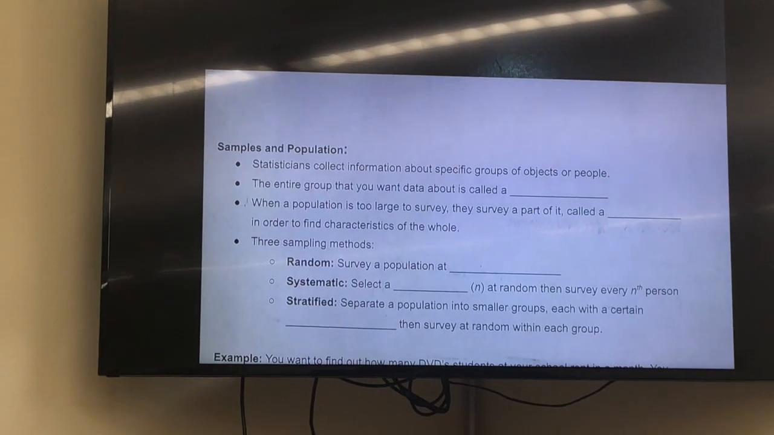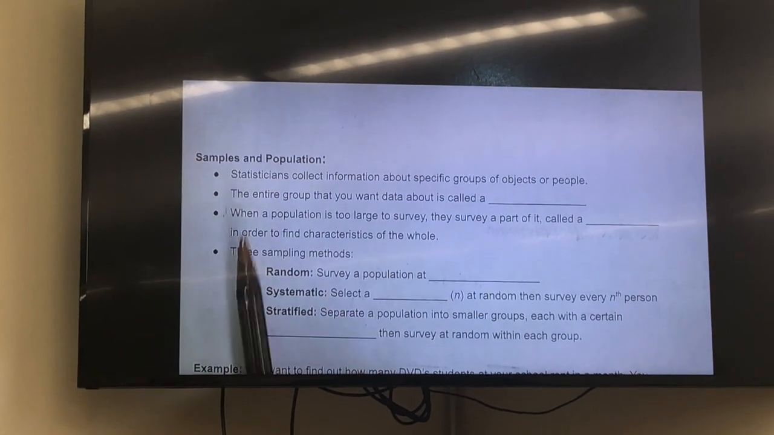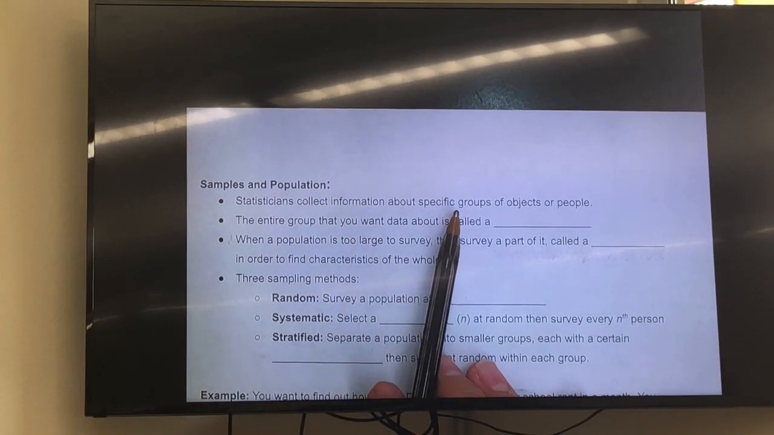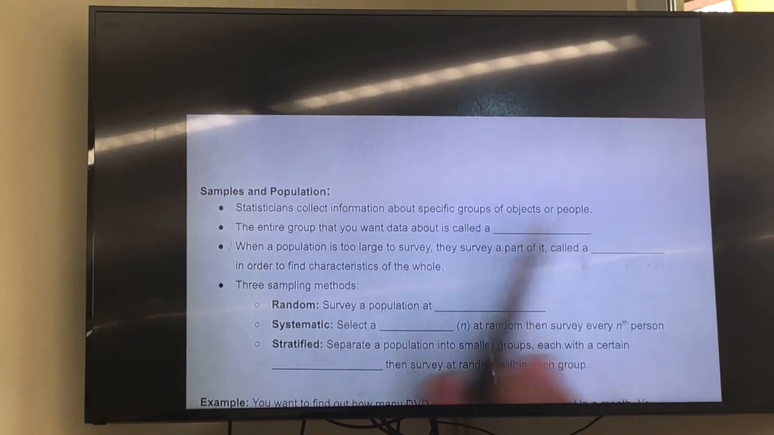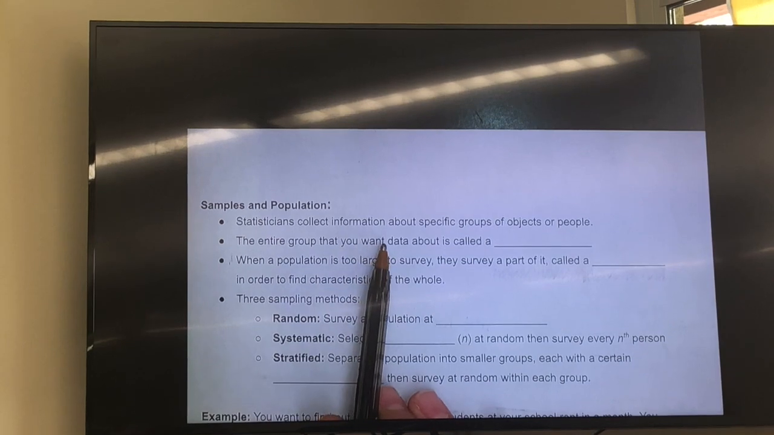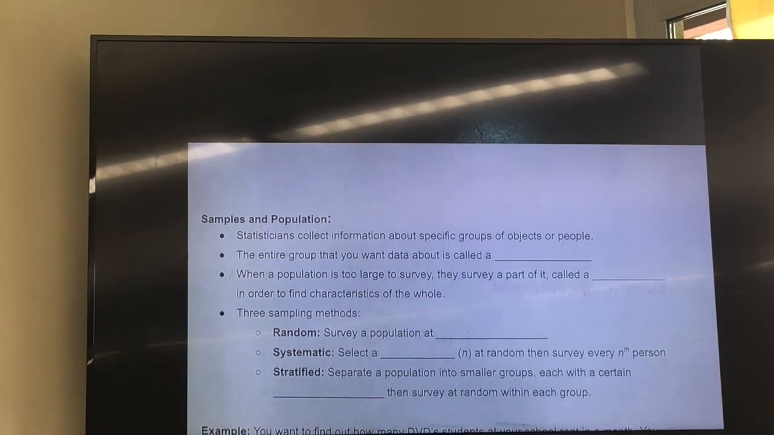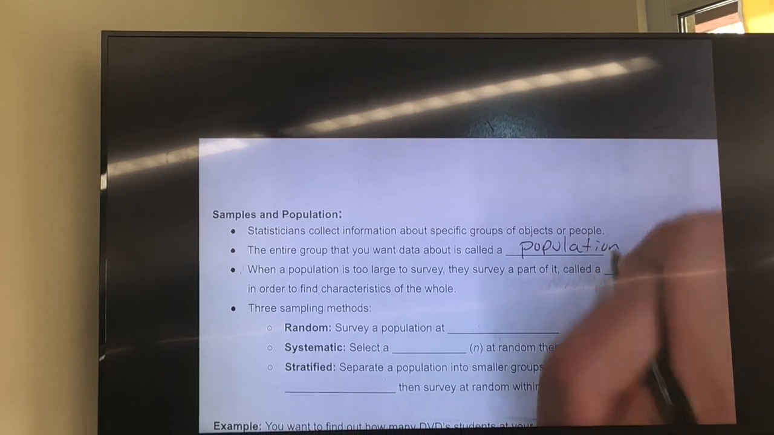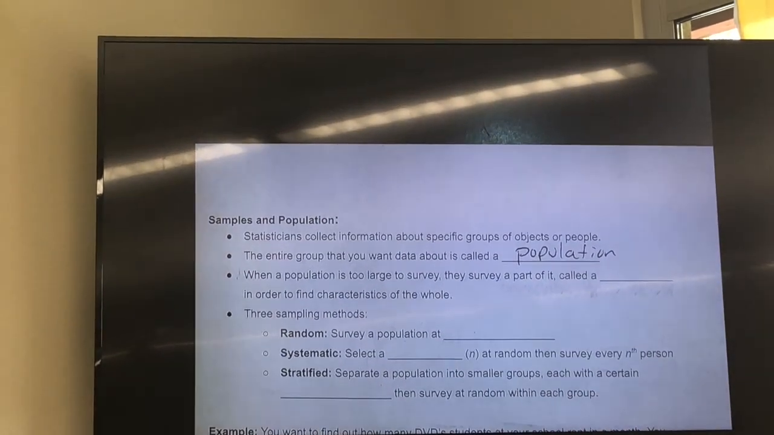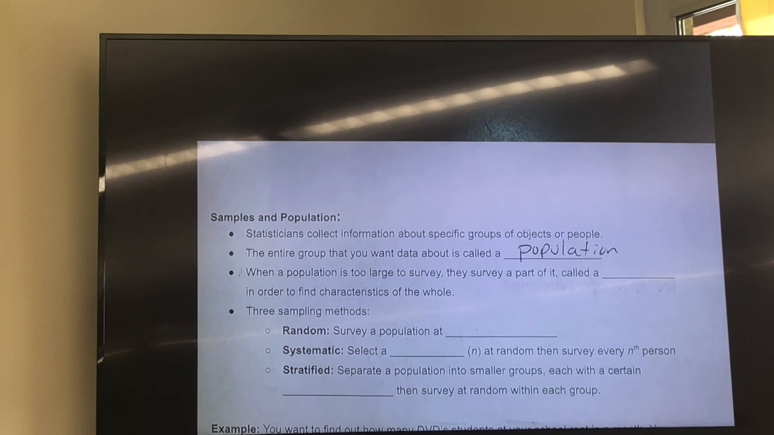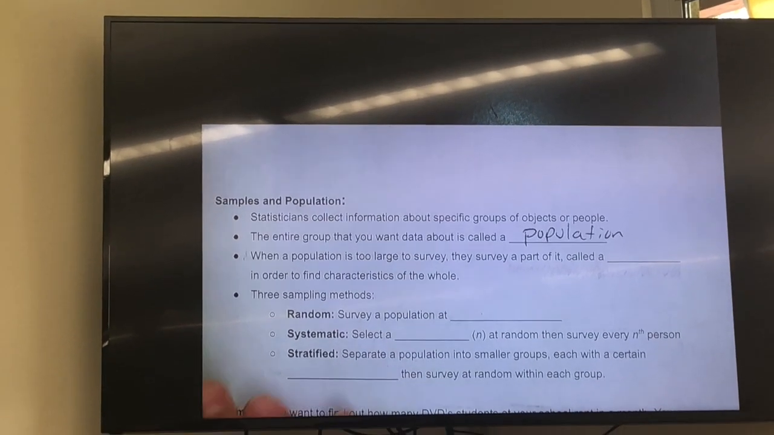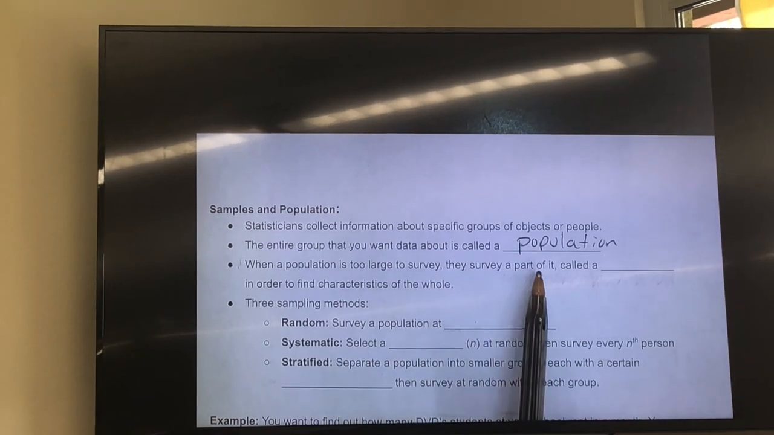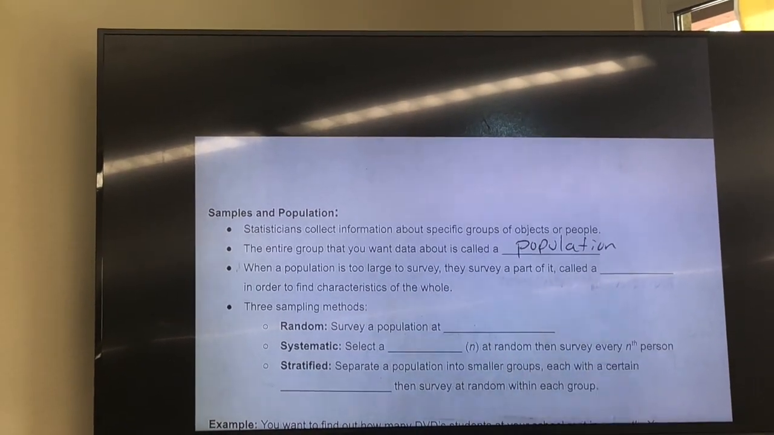Okay, samples and population. Statisticians collect information about specific groups of objects or people. The entire group that you want data about is called a population. Okay? So in science, if you're usually testing a group, it's testing the population, right? When a population is too large to survey, they survey a part of it, which is called a sample.